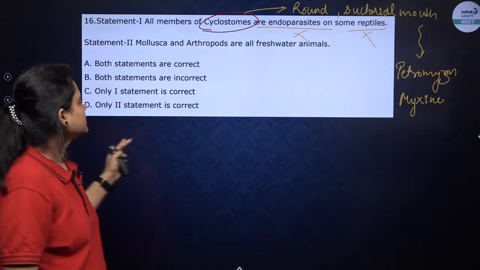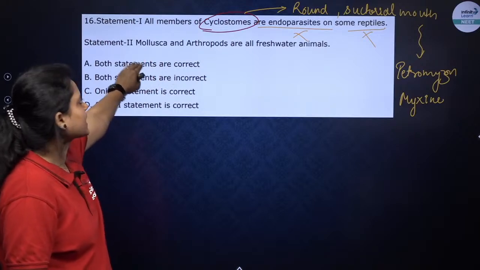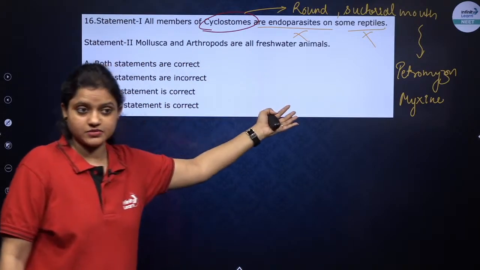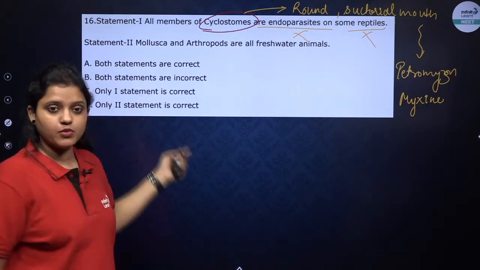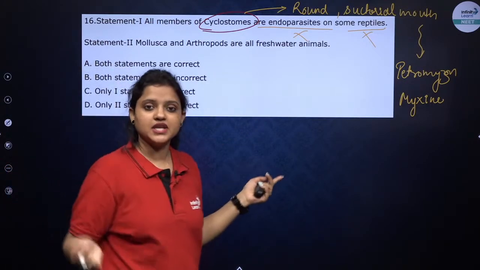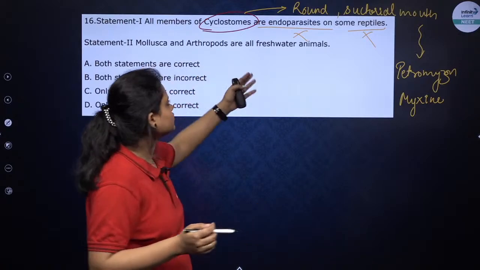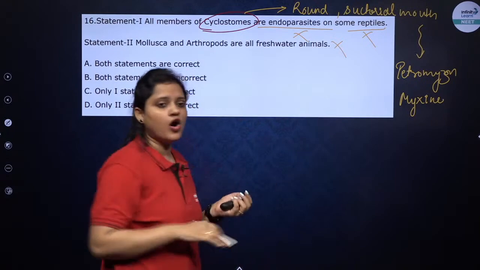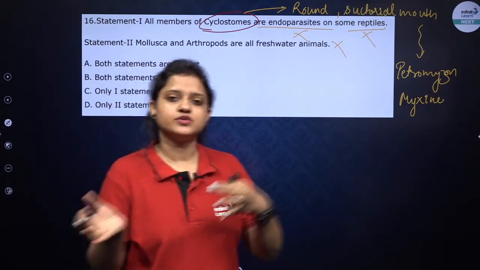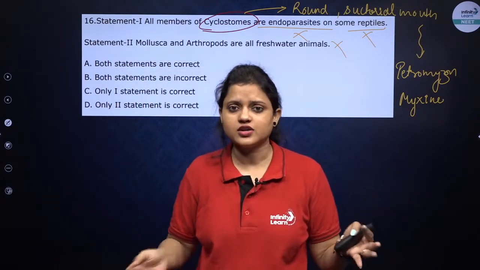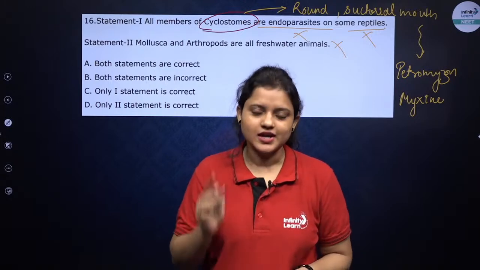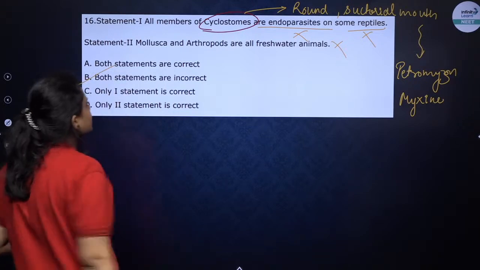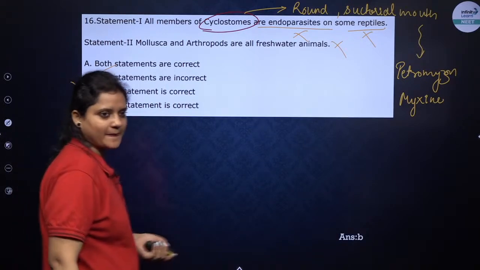So these are cyclostomata. Second statement, mollusca and arthropods are all freshwater animals. Mollusca can be both freshwater and marine, right? Similarly, arthropods can be terrestrial or aquatic. In aquatic also they can be marine or freshwater. So both the statements are wrong. Correct option for this question will be, both the statements are incorrect, that is B.